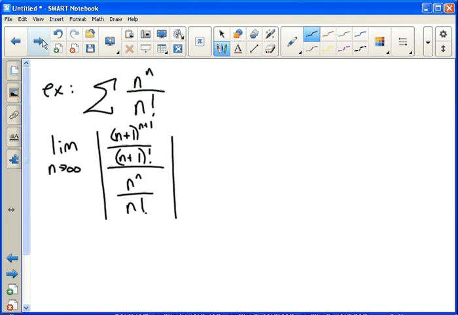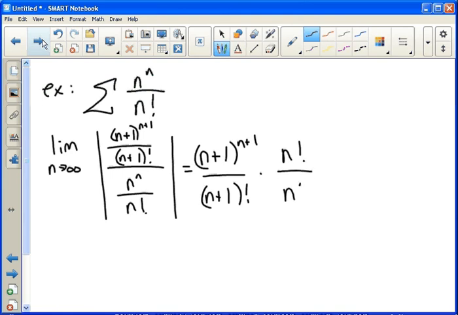Okay, then we have a fraction over a fraction, so we multiply by the reciprocal. Now the n to the n and the n plus 1 to the n plus 1 we can't really do anything with. But, just like before, n plus 1 factorial can be rewritten as n factorial times n plus 1. So now a couple things will cancel for us. Sorry, I need to include my absolute value here. n factorial cancels, and one n plus 1 will cancel. So just one n plus 1, which still leaves us with n plus 1 to the n over n to the n.